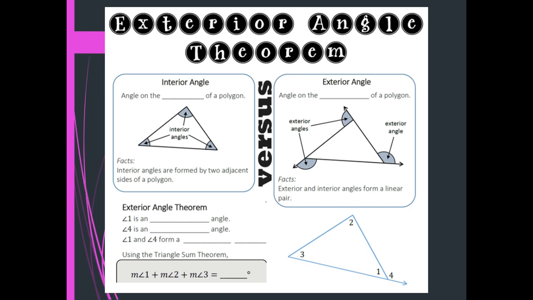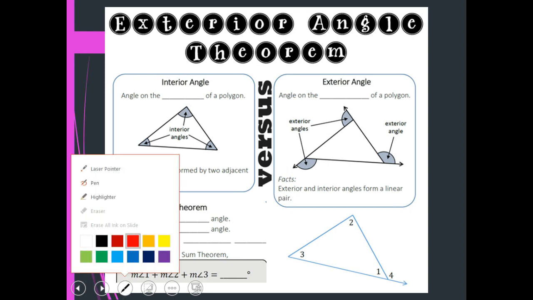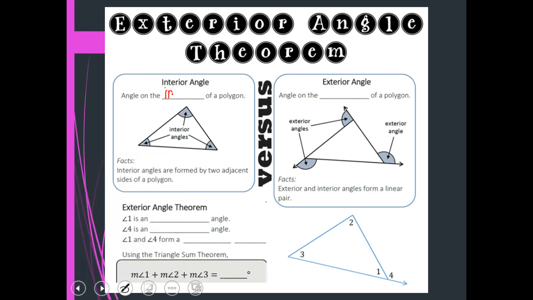Okay, so everybody open up your booklets to exterior angle theorem. An interior angle is an angle on the inside of a polygon. So interior angles are formed by two adjacent sides of a polygon. So all of these right here are interior angles because they're on the inside of the triangle.